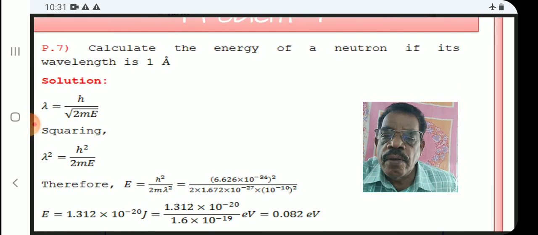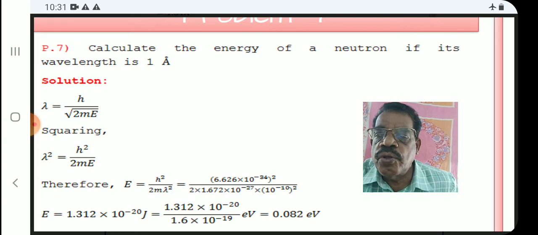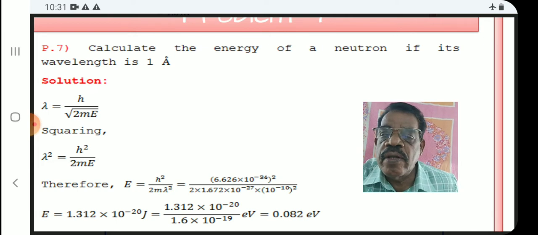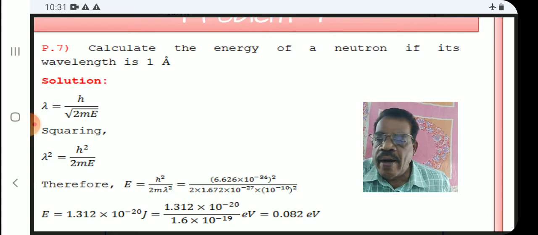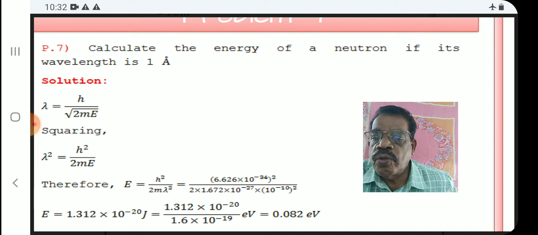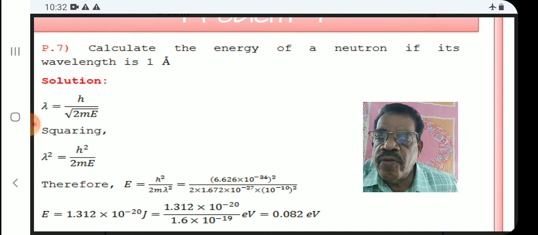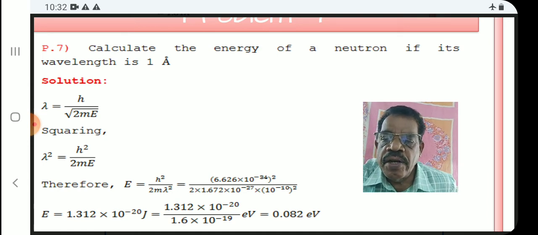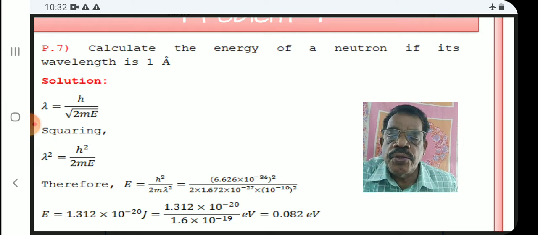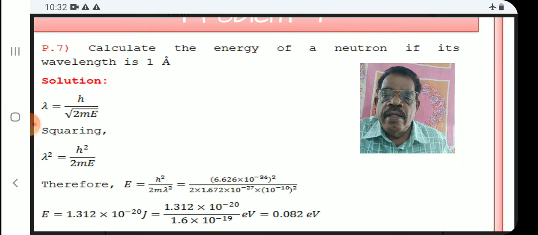Put the values. h is 6.626 into 10 raised to minus 34, the whole square, by 2 into m, neutron mass 1.672 into 10 raised to minus 27, into lambda. Lambda is given as 1 angstrom, which is 10 raised to minus 10 meter, the square. So E is equal to 1.312 into 10 raised to minus 20 joule. That we convert into eV by dividing by 1.6 into 10 raised to minus 19. We get 0.082 eV. That is the answer.